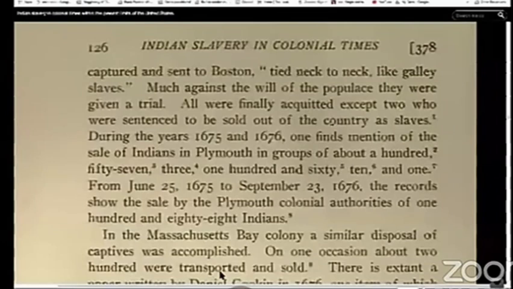Who? Indians sent to Boston, tied neck to neck like galley slaves.